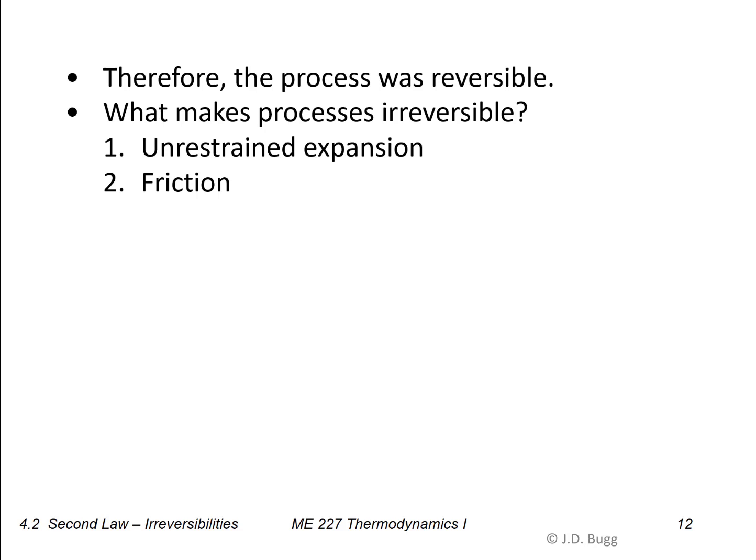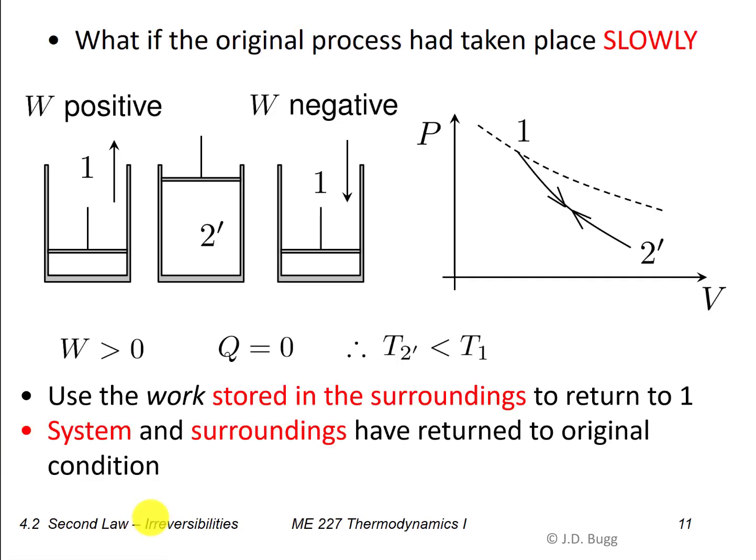And if we think about it, friction would also be an important component of this little illustration that we've been working on. If we go back to this illustration where we had a reversible process because we let this original expansion take place slowly, so that work was able to be stored in the surroundings so we could use it to return back to our original state, and we concluded this was a reversible process. Well, that would only be achievable if this piston could move in that cylinder in a frictionless manner.